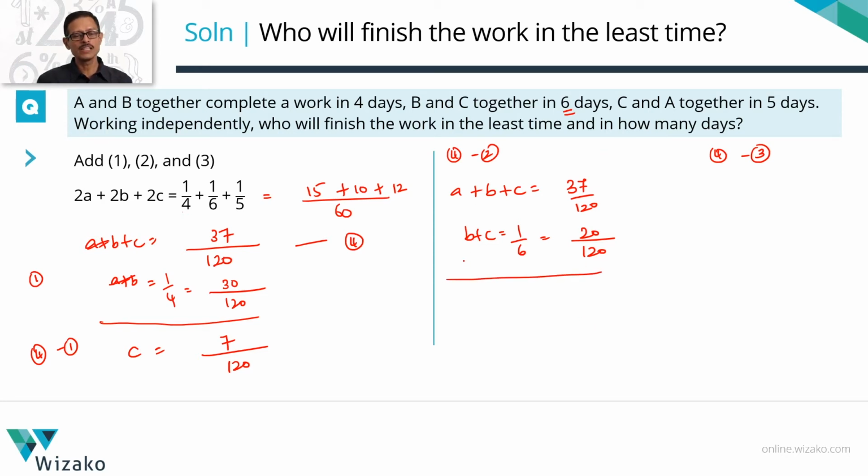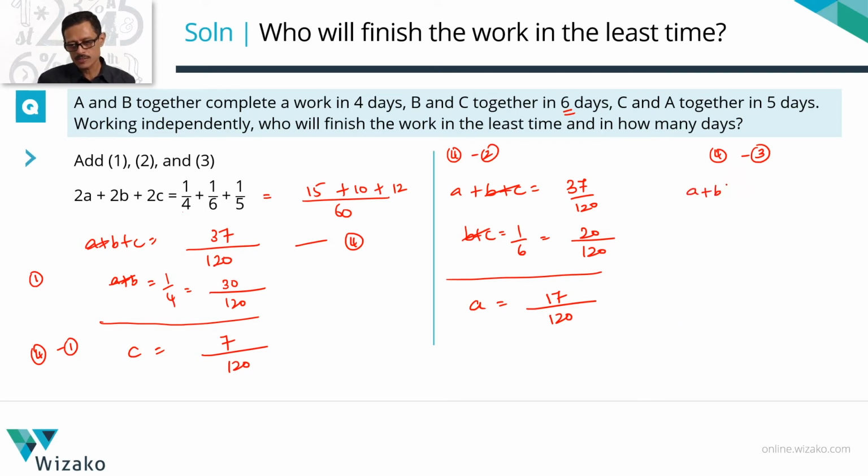Subtract equation 2 from equation 4. B plus C gets cancelled. We'll find the value of A. A is equal to 120 in the denominator, 37 minus 20, which is 17. Repeat the same exercise here. Subtracting equation 3 from 4, we'll get the value for B. We'll quickly run through that too.